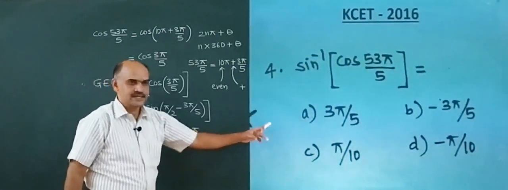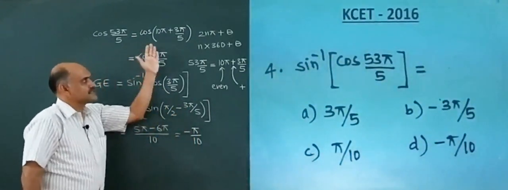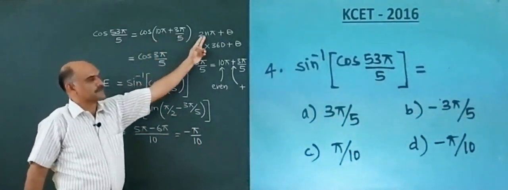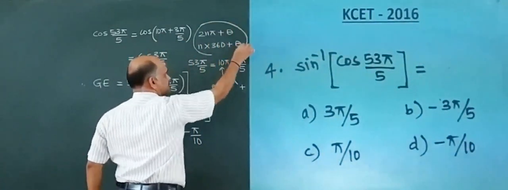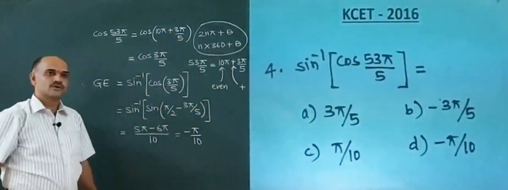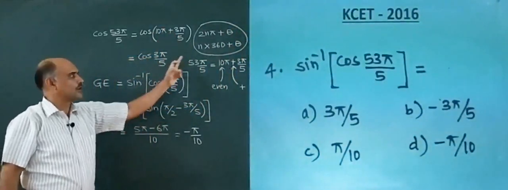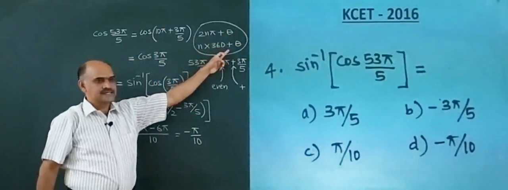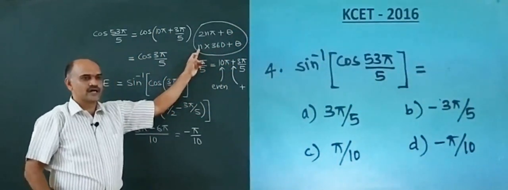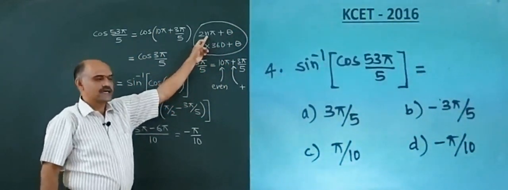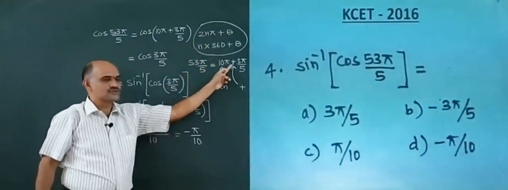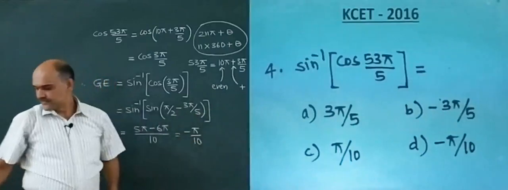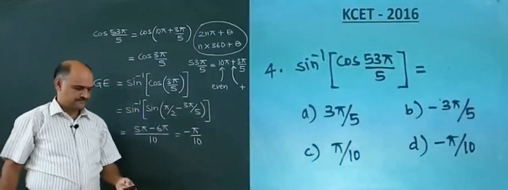So the answer is D. This is important, you should remember: always write angles greater than 360 in this form, 2n pi plus theta, or n into 360 plus theta. Here n is 1, 2, 3, and so on. Here also 1, 2, 3, and so on. It should be an even number, and this should always be plus. Then we'll see the next one.